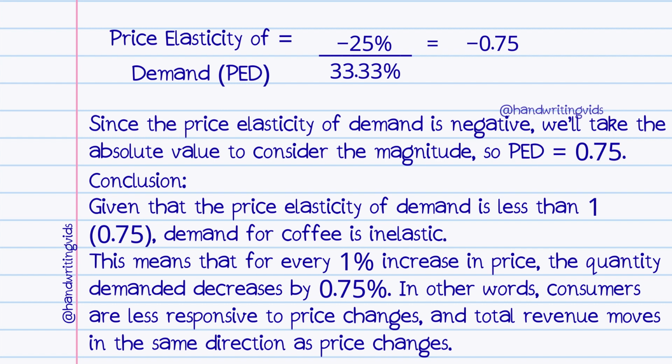Since the price elasticity of demand is negative, we'll take the absolute value to consider the magnitude, so PED is equal to 0.75. Given that the price elasticity of demand is less than 1, demand for coffee is inelastic. This means that for every 1% increase in price, the quantity demanded decreases by 0.75%. In other words, consumers are less responsive to price changes, and total revenue moves in the same direction as price changes.